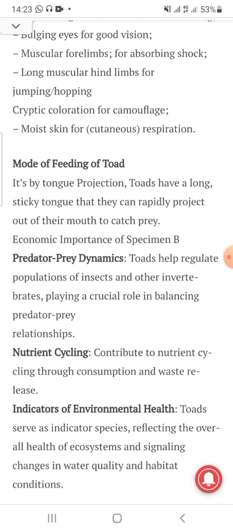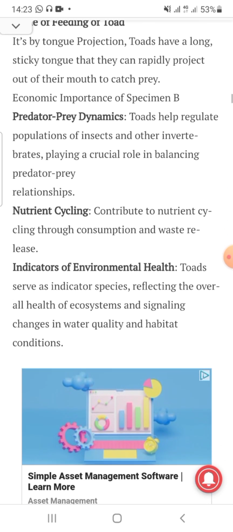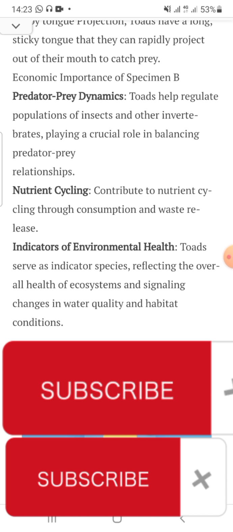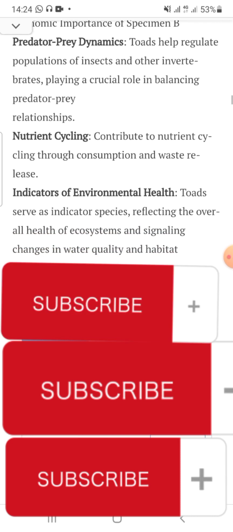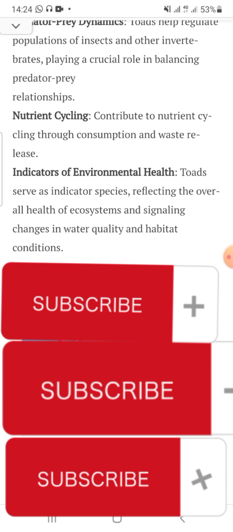Okay, predator-prey relationship. So let's look at the nutrient cycling. Contribute to nutrient cycling through consumption and waste release. Let's look at the indicators of environmental health. Toads serve as indicator species, reflecting the overall health of ecosystems and signaling changes in water quality and habitat conditions.